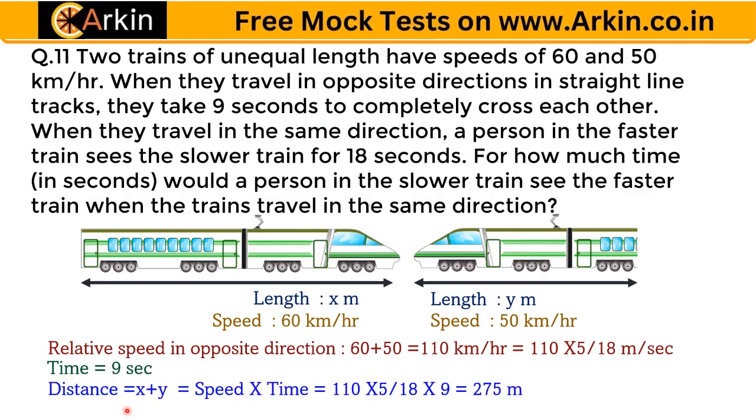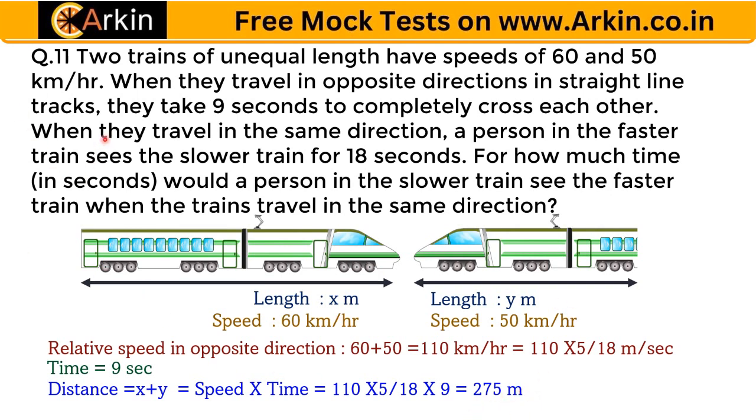Now the distance will be the sum of both the lengths. So distance is equal to speed into time. This into this, which comes to 275 meters. So we got to know the sum of the lengths of both trains is 275 meters.